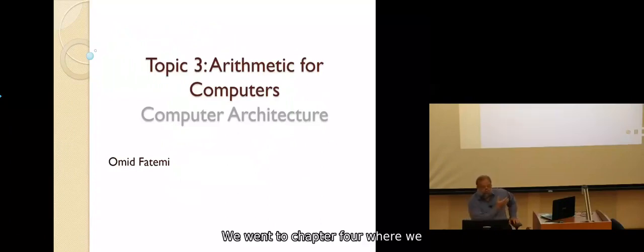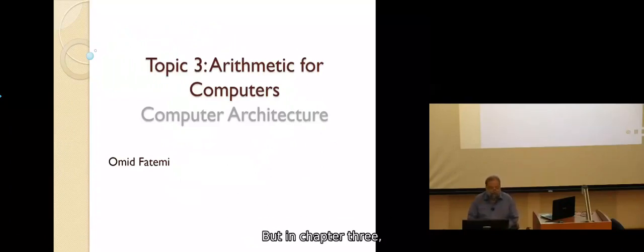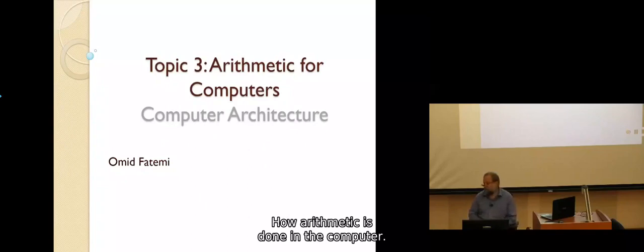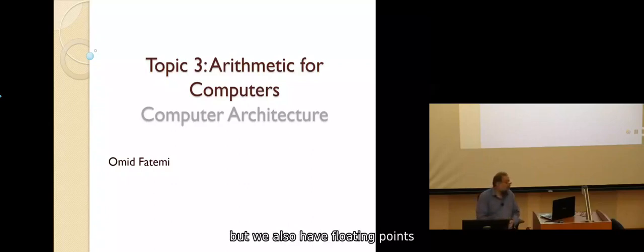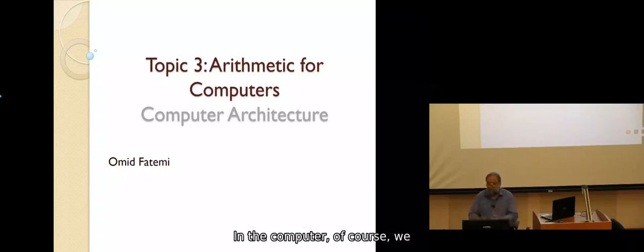We went to chapter 4 where we implemented the processor. That was good, so you know everything about the processor. But in chapter 3 in the book, we were talking about arithmetic, how arithmetic is done in the computer. Of course, we have add, subtract, multiplication, division. We talked about integers mainly, but we also have floating points which need to be considered in the computer. In the computer, of course, we do have floating operations. So this chapter talks about these things.